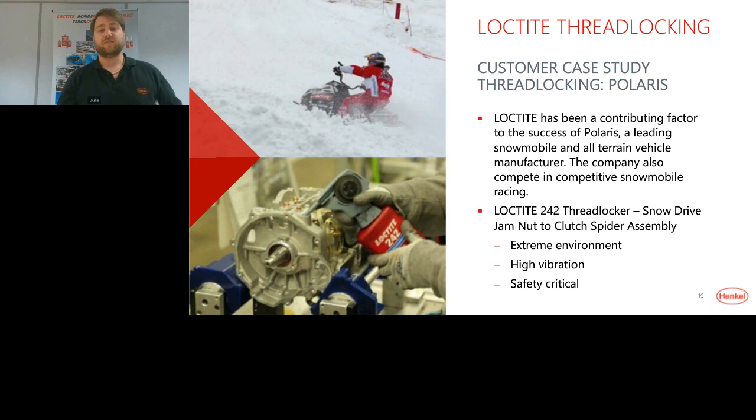Now, this operates in a very extreme environment. If you can imagine the snowmobile sat there before the race, sub-zero temperatures, and then during the race going up to elevated temperatures, having to withstand high vibration and high load transmission, this is a safety critical application. The Loctite 242 used in this instance ensures the reliability, guarantees safety throughout the duration of the race. It is also removable for service and maintenance when required.